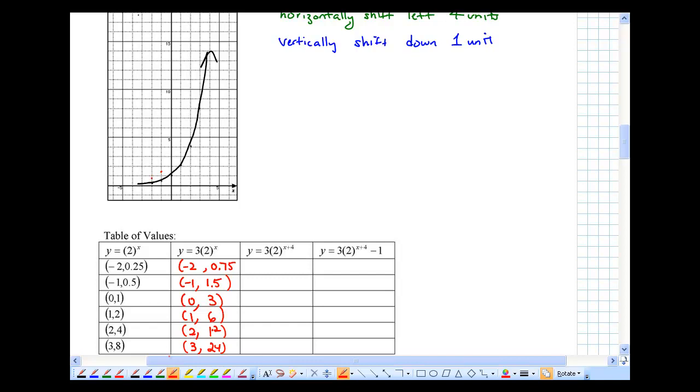Negative 1 is 1.5. 0 is 3 now. 1 is 6. 2 is 12. And, well, the rest I can't really.